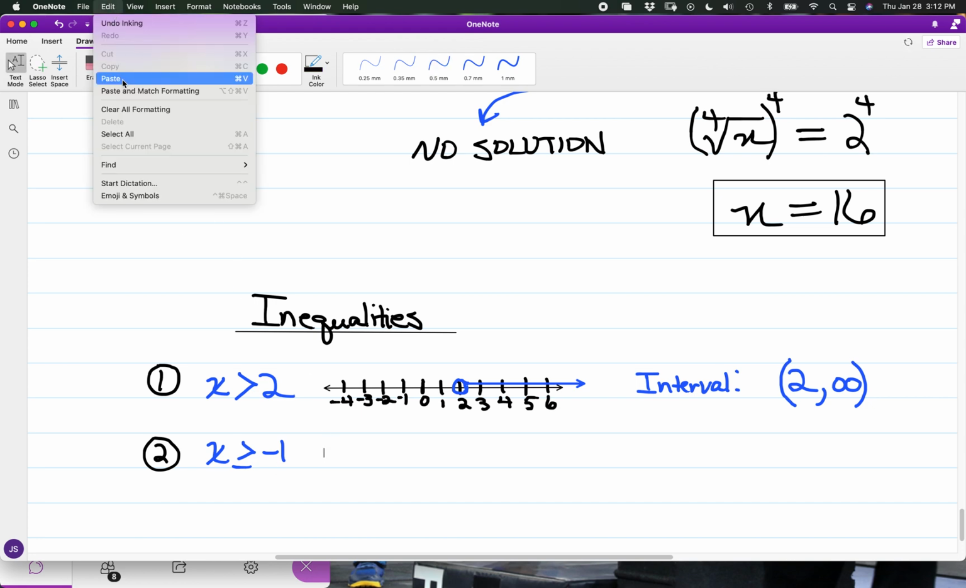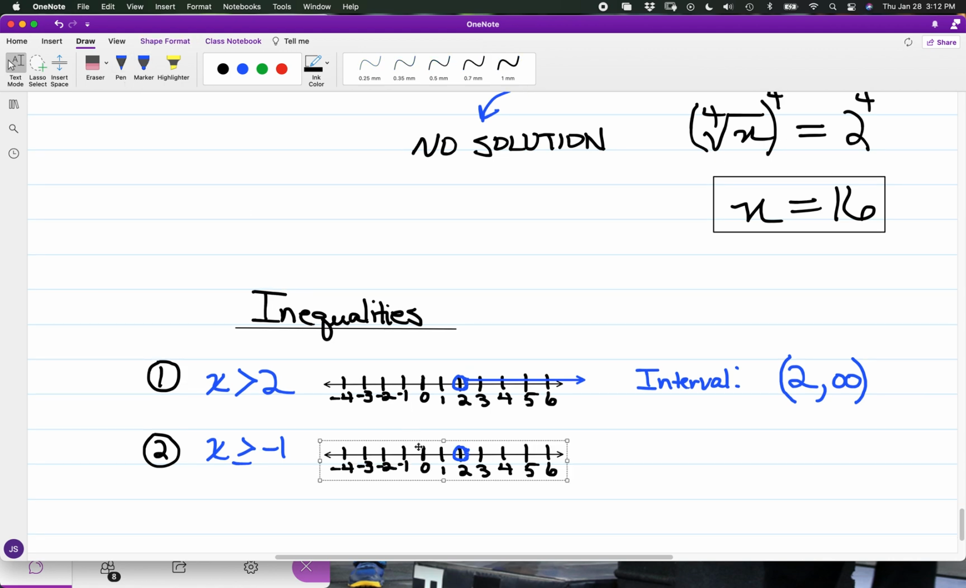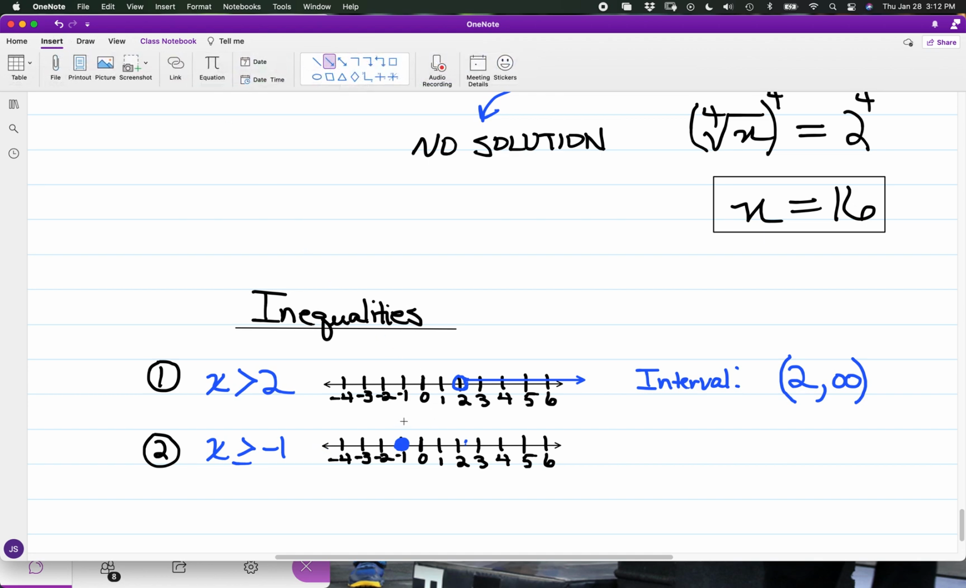Okay, so just representing what we have here for x is greater than or equal to -1. For -1, the equal sign indicates that -1 is included. So we have a closed point on -1, and the rest of the values of x will be greater than. So again, you'll have activity going out to the right.